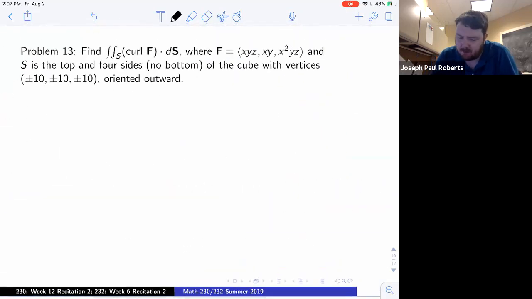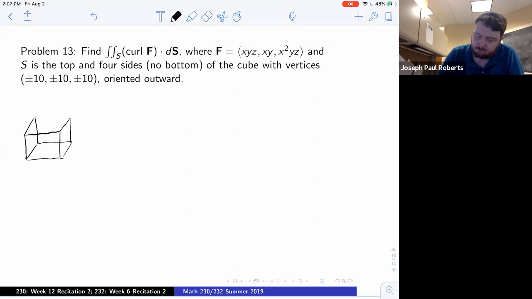So, okay, let's try and visualize this situation. Find the flux of curl F. S is the top and 4 sides of the cube with vertices, blah, blah, blah, oriented outward. So let's try and draw this. So there's no bottom. And so, okay, we're asked to do the flux of curl F.